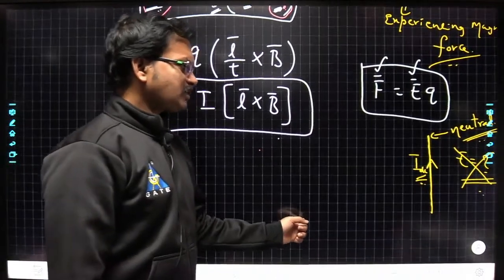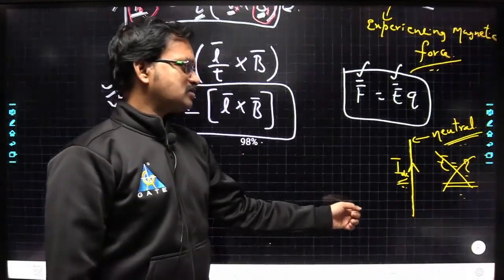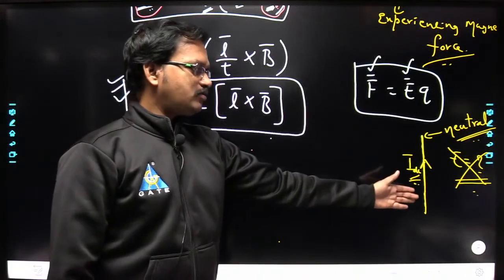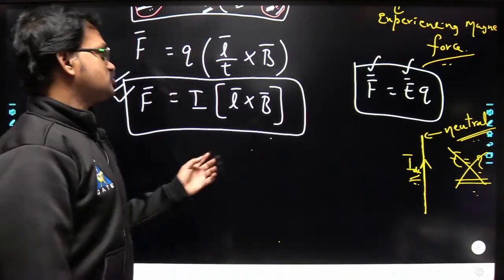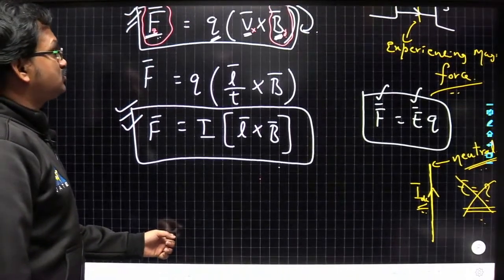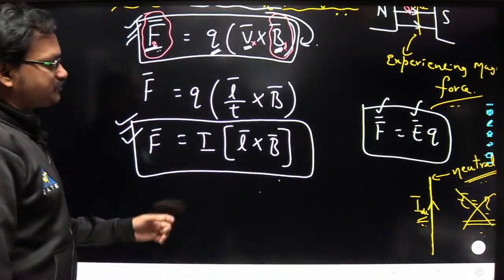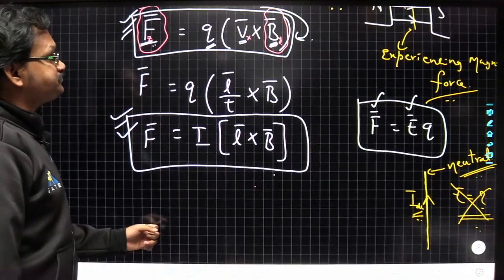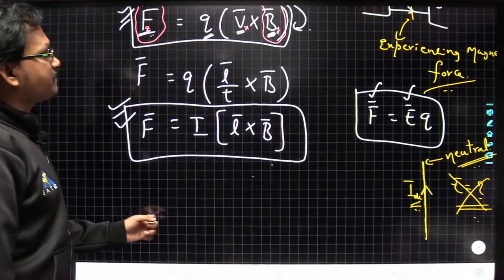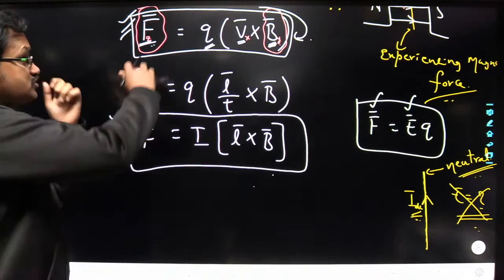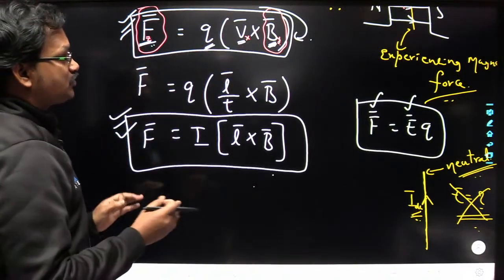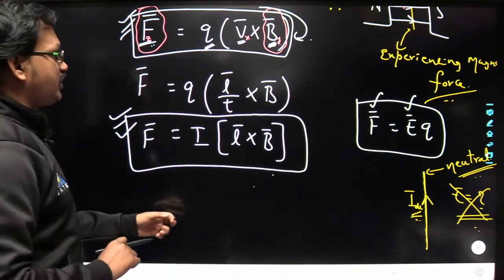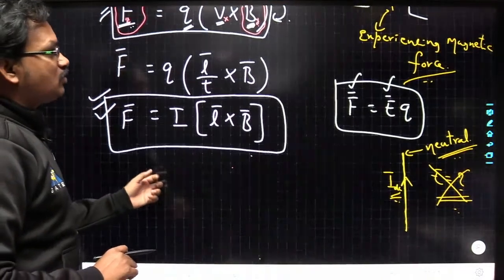Generally students will ask this type of doubts, so that's why I have explained here. Now coming to this Lorentz force equation. I said the force direction and the B field direction are both perpendicular to one another.